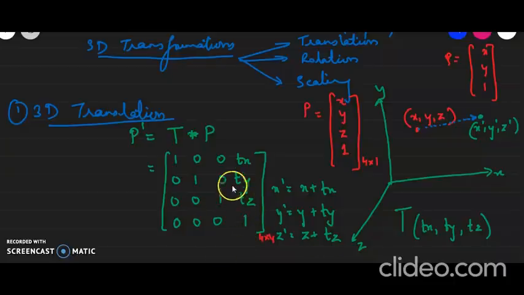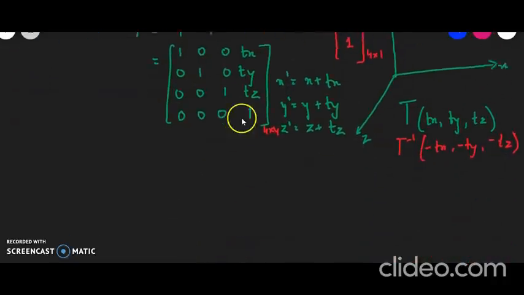Okay. And whenever you want to inverse it, right? So this is my translation matrix. And if I want to have the inverse translation matrix, it will be minus tx. So I can write my inverse translation matrix as minus tx, minus ty, minus tz, right? The rules remain the same as in the way we have done it in two-dimensional, only the size of the matrices do change here. Okay, so this is your 3D translation. Now we move on to 3D scaling.